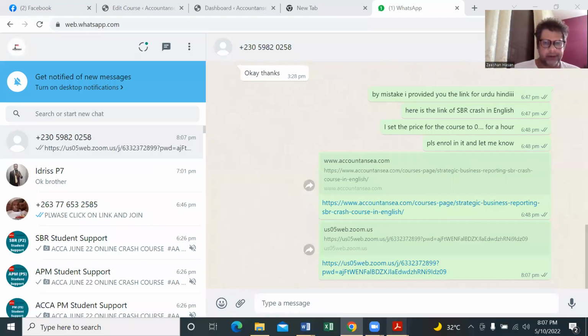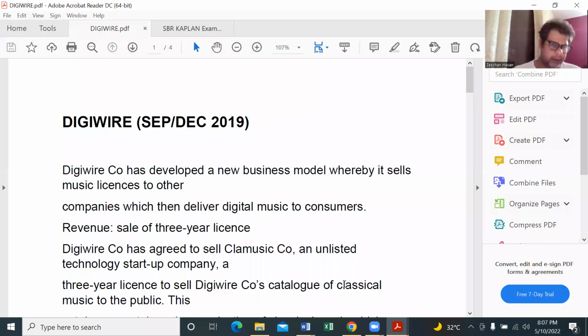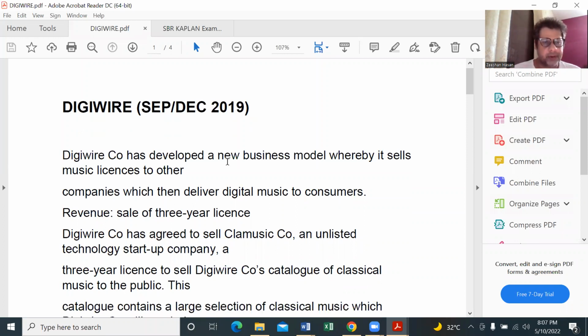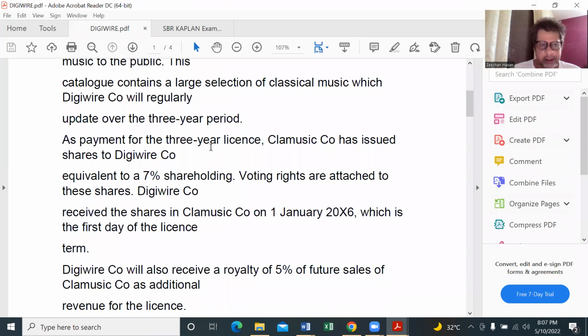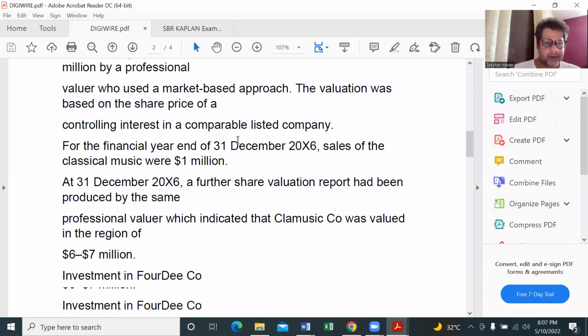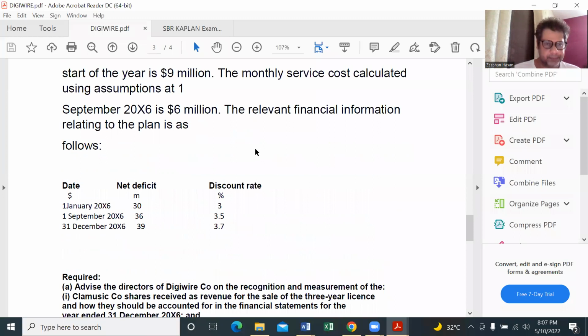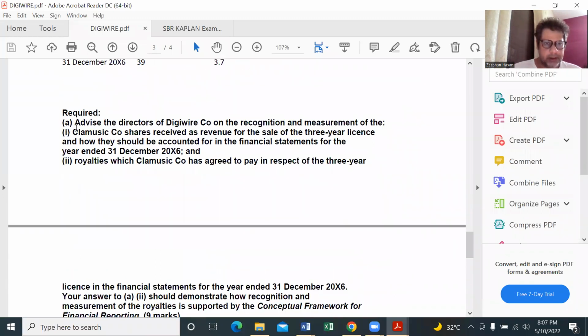Right, so we are starting with the question, and here is the question, Digiwire, which is from the September-December 2019 exams. Okay, firstly, let us look at the requirement and what the requirement is saying. First, it's saying advise the directors of Digiwire company on the recognition and measurement of the Clam Music Company shares received as revenue for the sale of the 3-year license and how they should be accounted for in the financial statement for the year ended 31st December 2006.